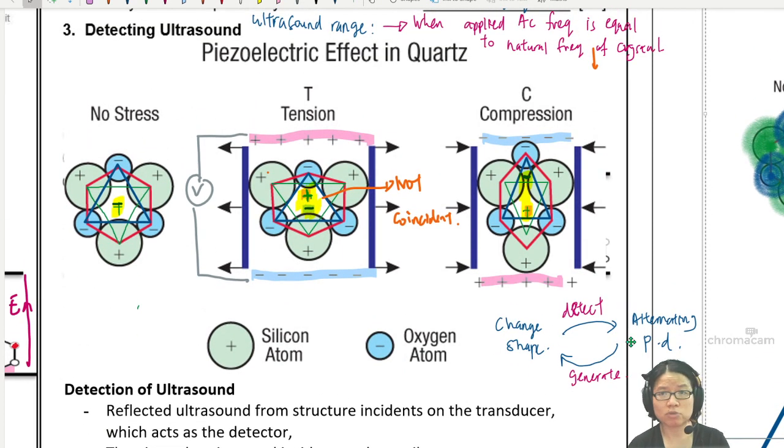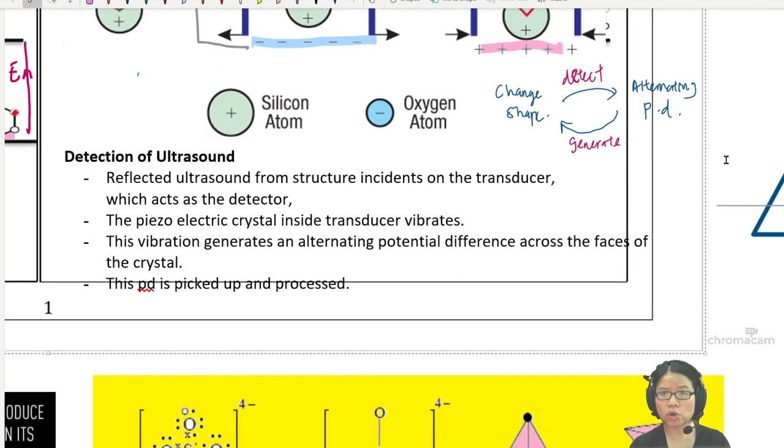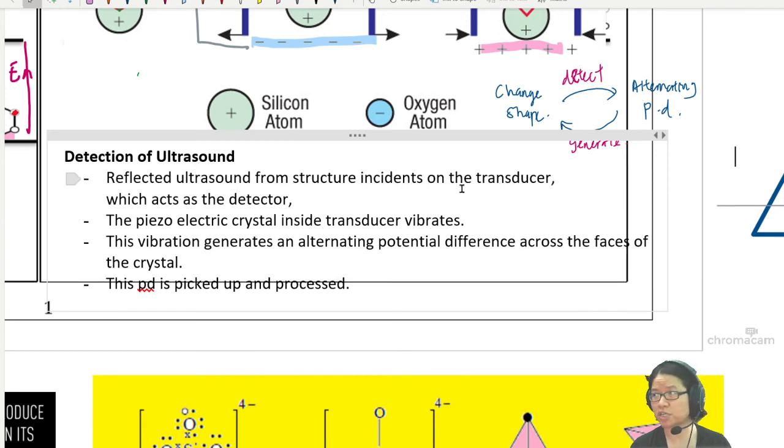The transducer sends out the ultrasound, and the transducer also detects the ultrasound that comes back. Ultrasound goes, reflects, and comes back. So it's the same transducer that picks up the signal. Reflected ultrasound will be incident on the transducer, which acts as a detector. Then the crystal will vibrate. Then there's a potential difference that we will pick up and process.